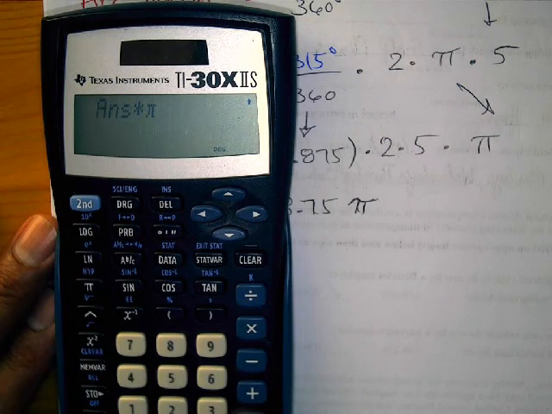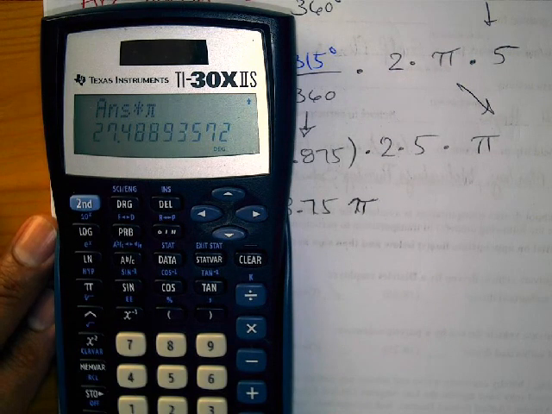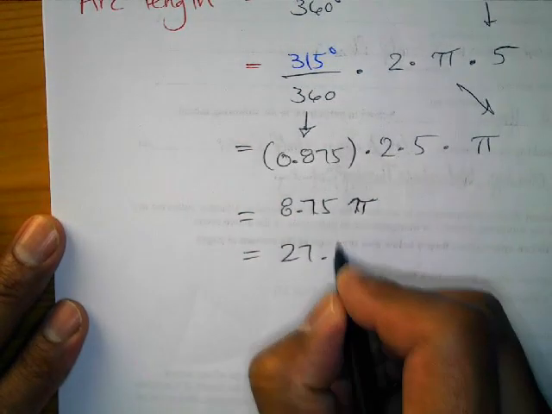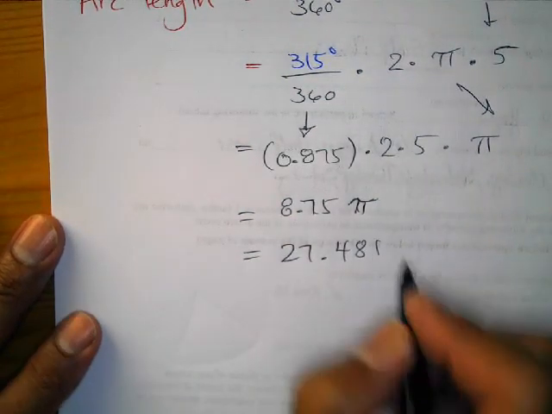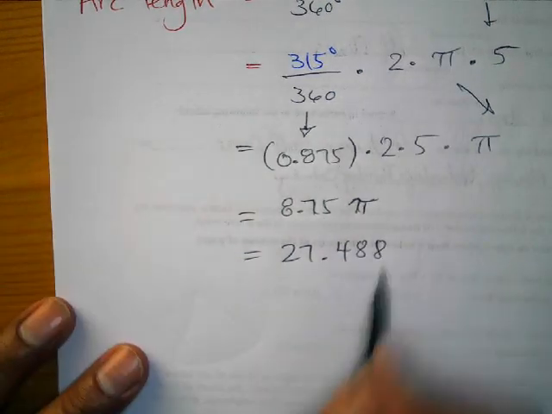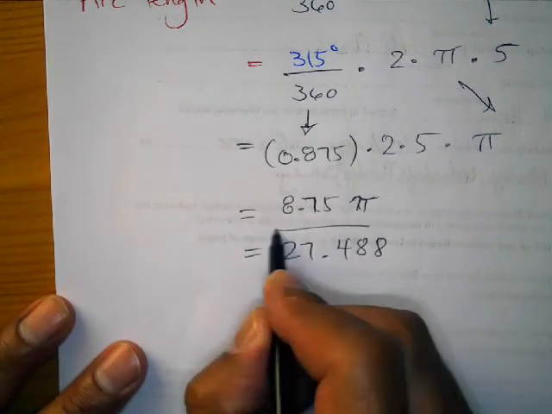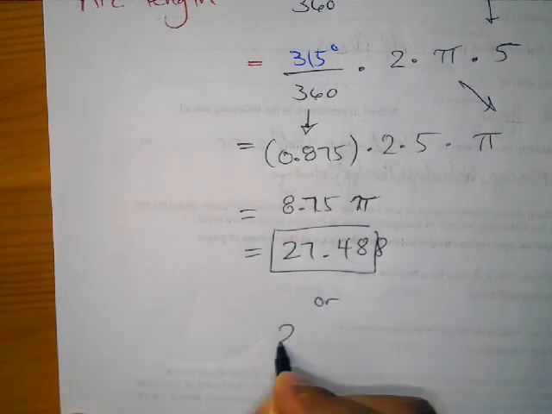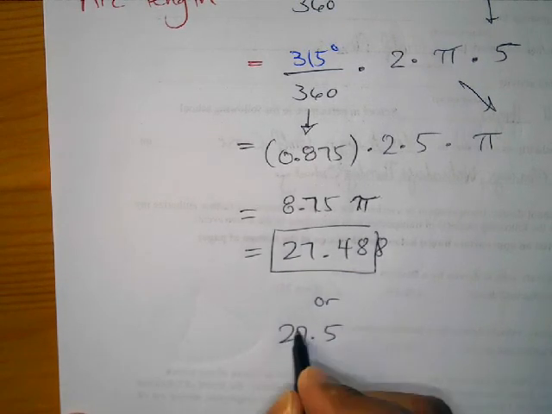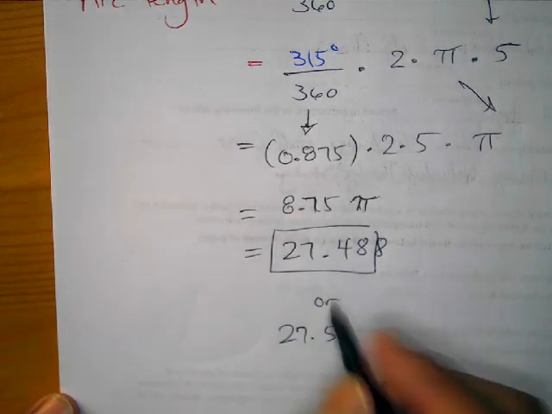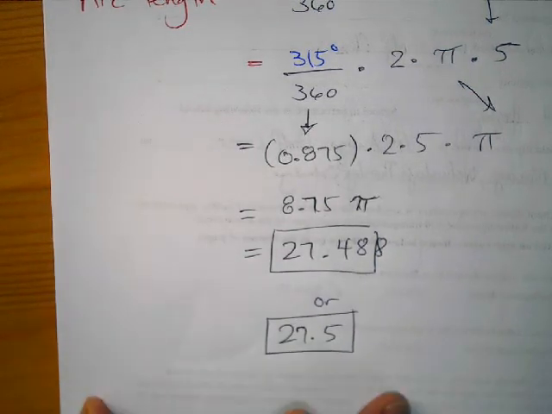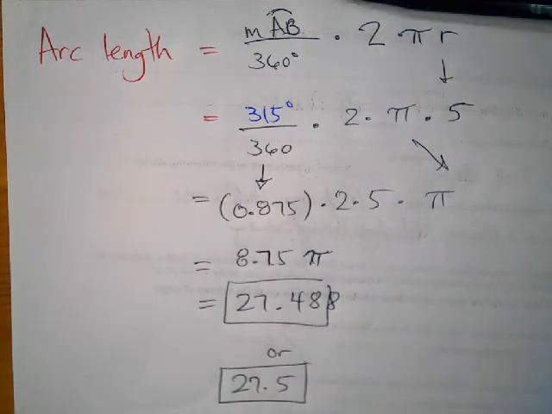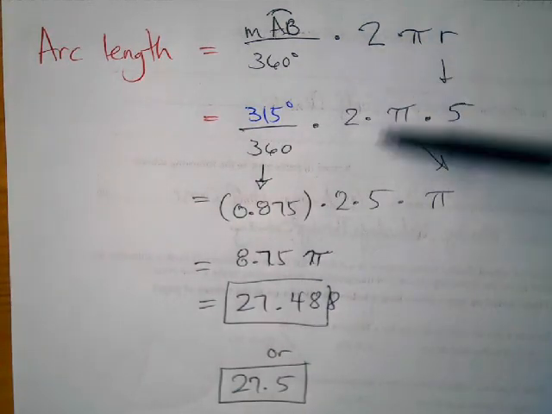You could do it all together if you'd like, but I'm taking it easy here. So 8.75 times just pi. I'm going to get 27.488. You could leave it at 27.488. In the answer sheet, they only rounded to the nearest tenth, so they'll have 27.5, because the 8 bumps that up. Either one is fine.